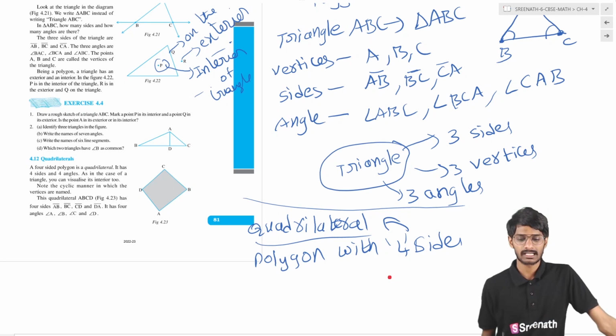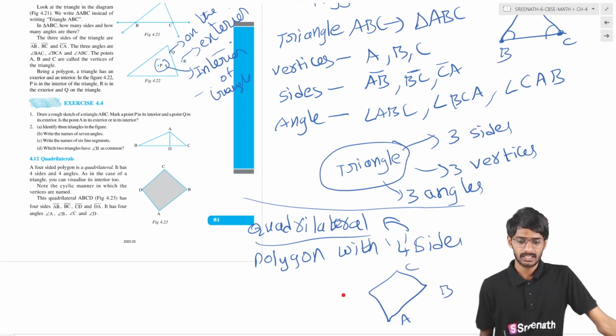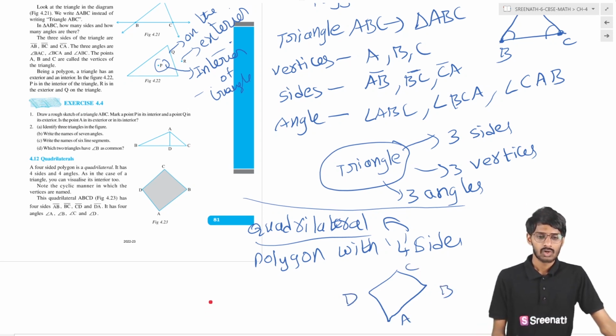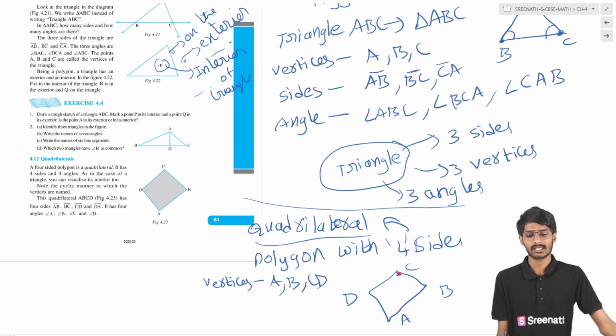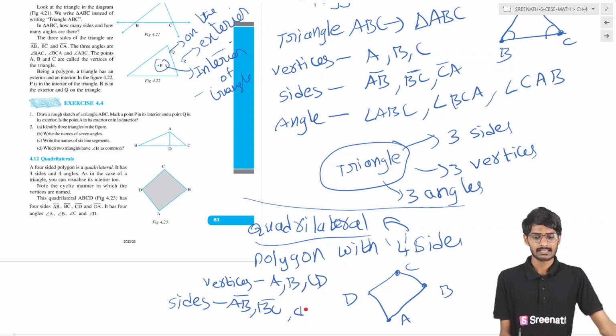In the figure, this is the quadrilateral. We can write it as ABCD. So this is the quadrilateral, students. What are the vertices? Here the vertices are A, B, C, D. So all these are the vertices, students. And what are the sides? You will get four sides now. AB is a side, BC is a side, CD is a side, and DA is another side.